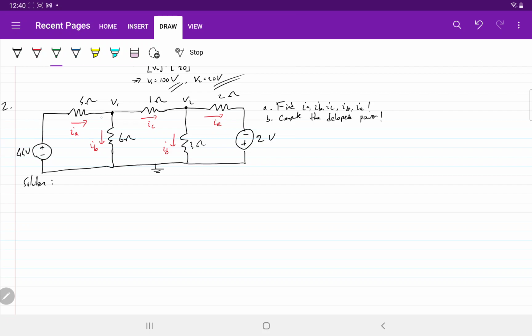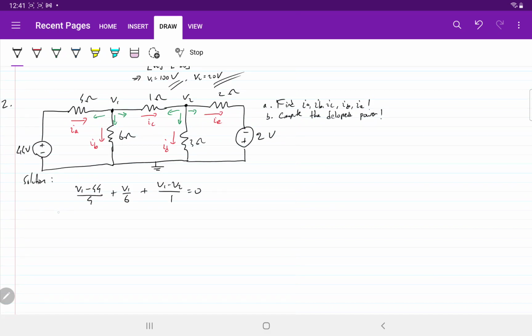Again, node voltage is defined for current going out. Okay, so these are the direction of the current for the node voltage analysis. On this node V1, we have (V1 minus 44) over 4 plus V1 over 6 plus (V1 minus V2) over 1 equals 0.